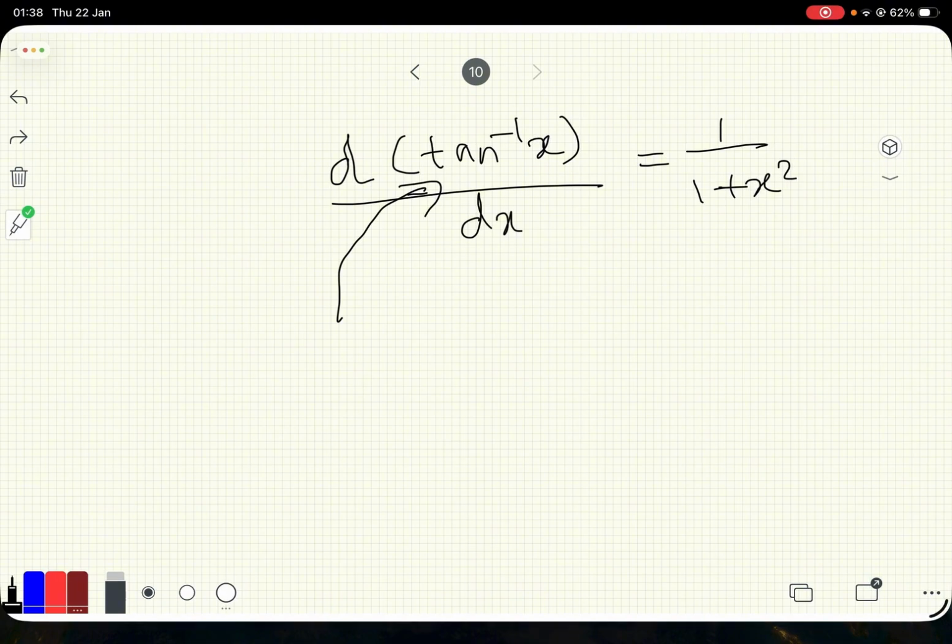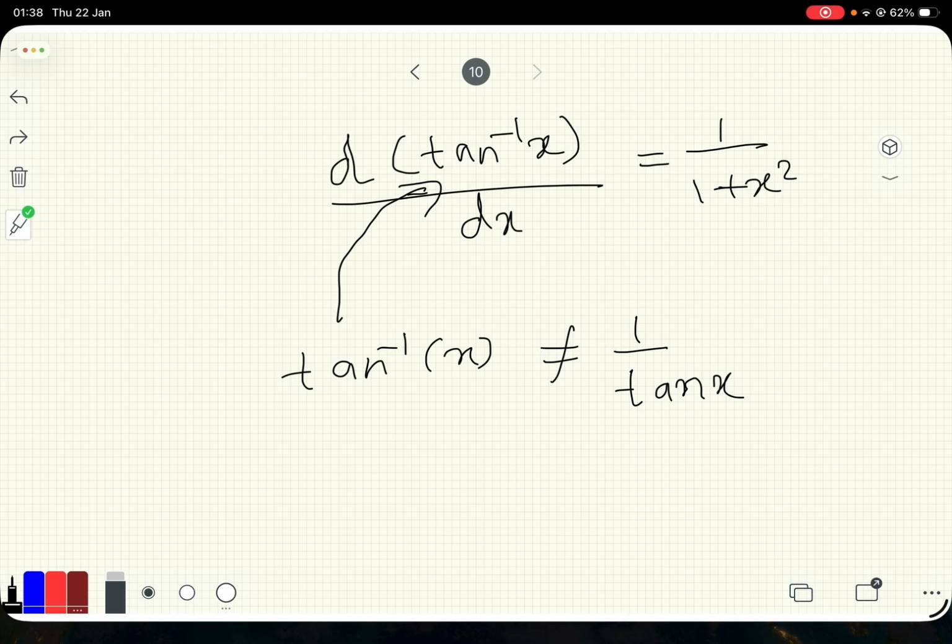First, a very common mistake: tan inverse x does not mean 1 over tan x. This is a very common mistake most students make when they approach these kinds of questions.